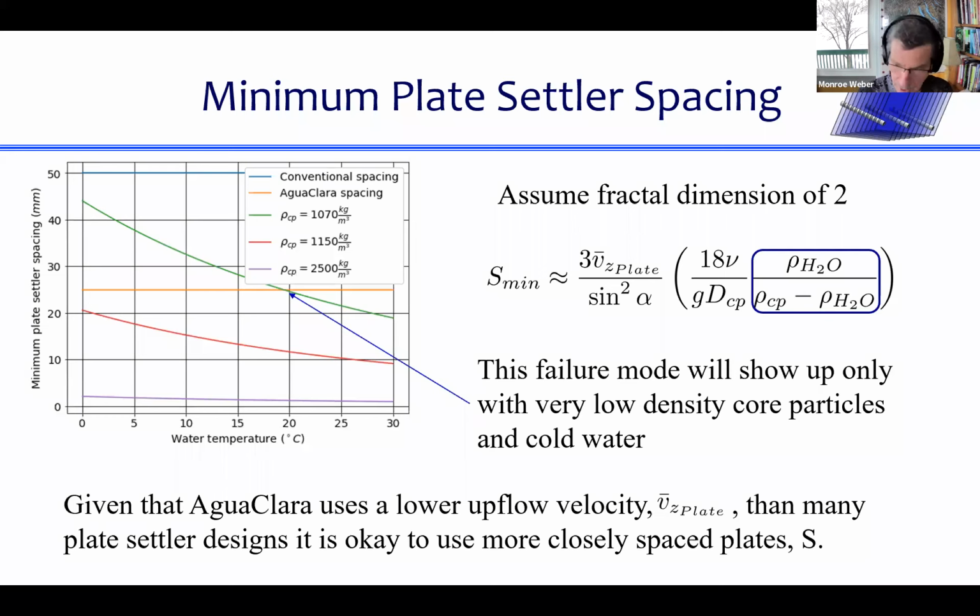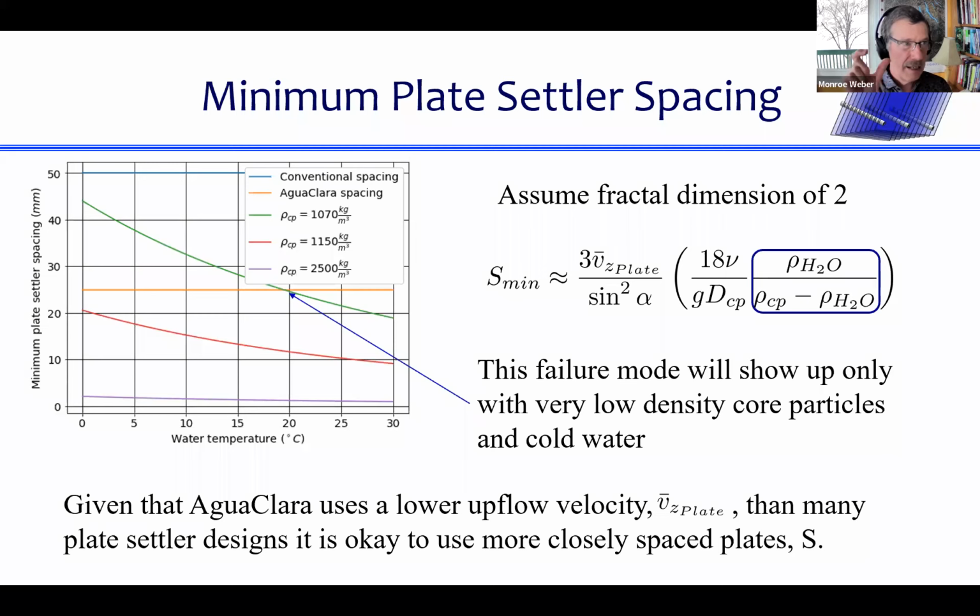Another thing to point out is that a really important factor is the density of water divided by the density of the core particle that makes up the floc. It could be a clay particle or it could be some dissolved organic material that has become particulate, minus the density of water. So for flocs where the core particle is not very dense, that density of core particle minus density of water can actually approach 0.